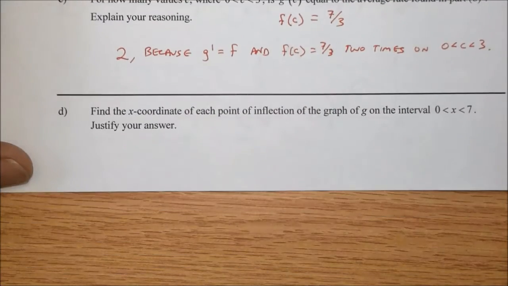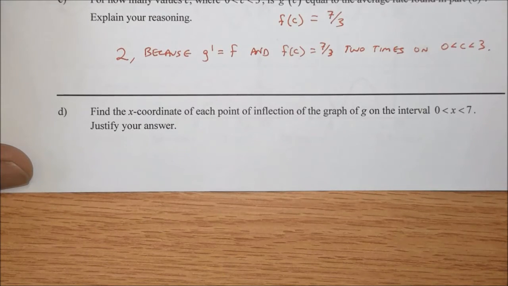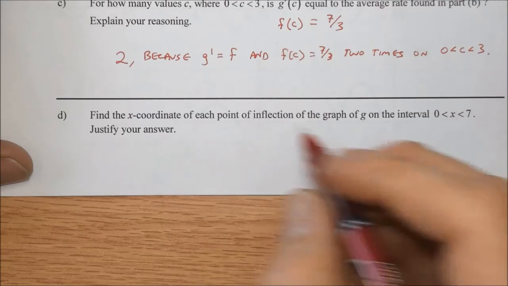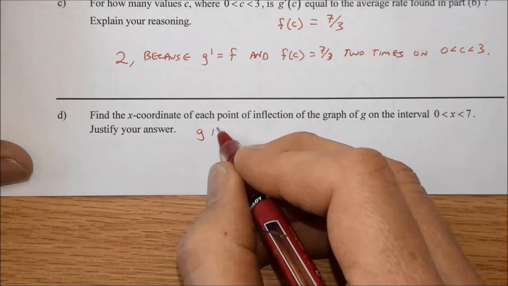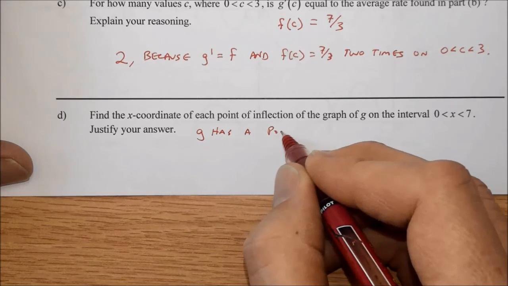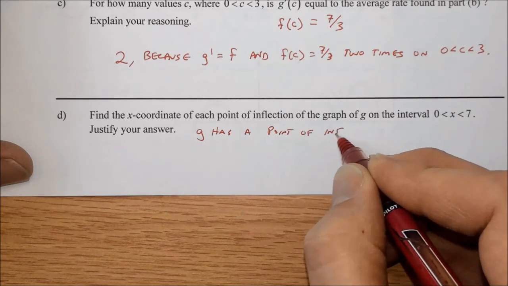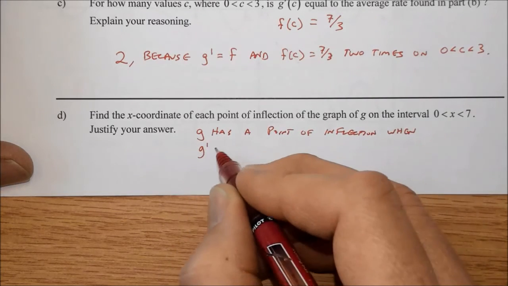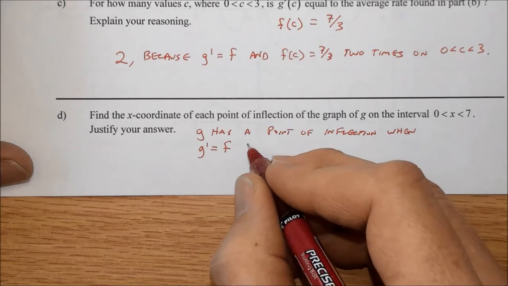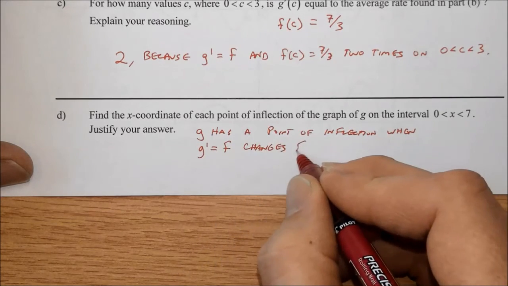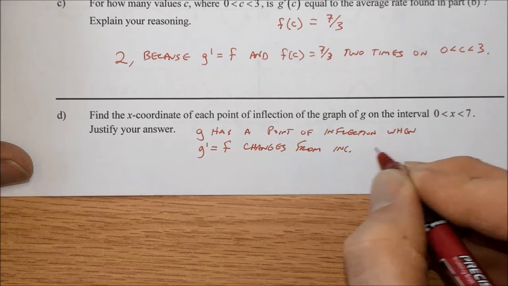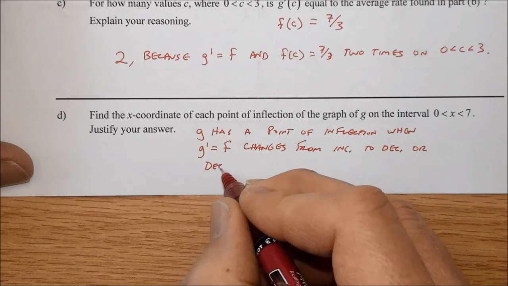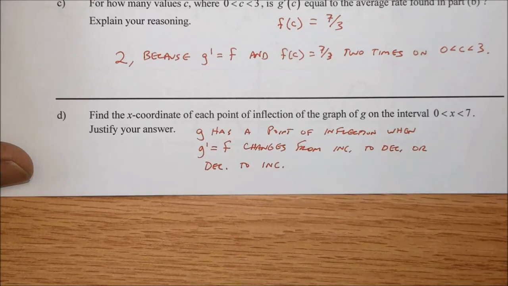And finally, find the x-coordinate of each point of inflection on the graph of g on the interval from 0 to 7. Justify your answer. So point of inflection for g, right? G has a point of inflection when g prime, which we know is equal to f, changes from increasing to decreasing, or from decreasing to increasing. That's our region.